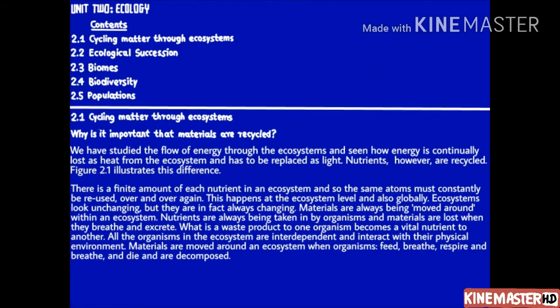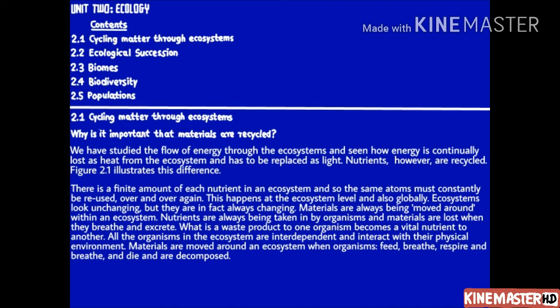Unit 2 Ecology. Contents: 2.1 Cycling Matter through Ecosystems, 2.2 Ecological Succession, 2.3 Biomes, 2.4 Biodiversity, 2.5 Populations. Let's go to the first, 2.1 Cycling Matter through Ecosystems.